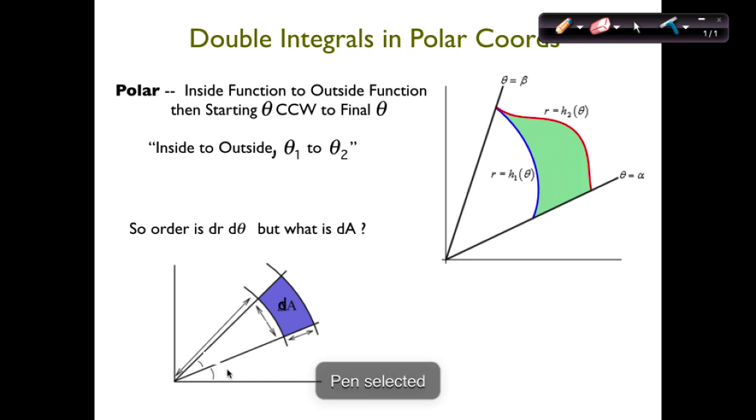This then is our theta. So then this would be what? d theta, right? This is our r, from here out, how far away we are from the pole. And then this is dr. So is this arc length right there d theta?